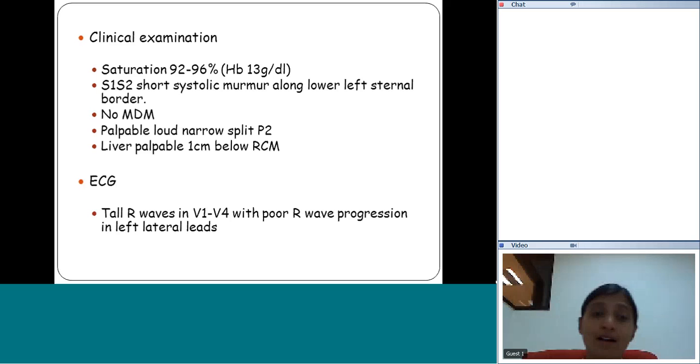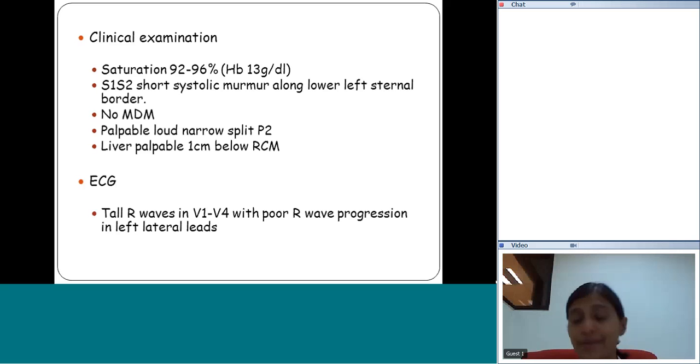Again, you listen to the second heart sound. This patient had a palpable and loud second heart sound. Now his ECG showed a poor R wave progression, right ventricular hypertrophy and right axis deviation.